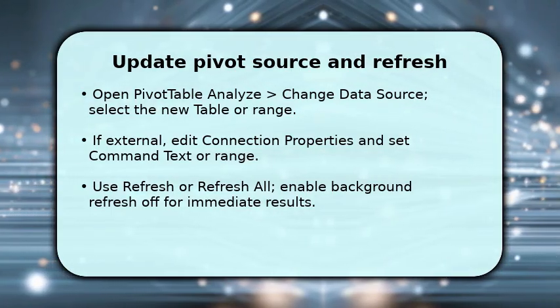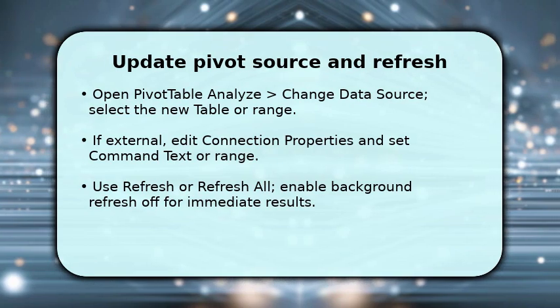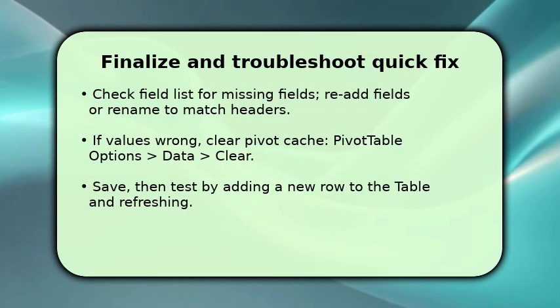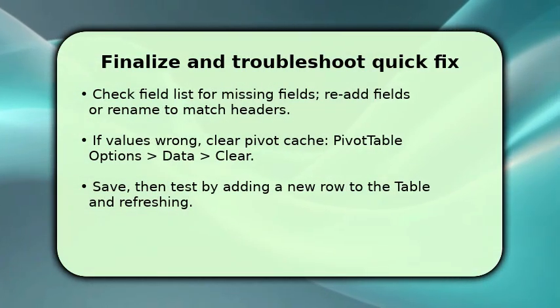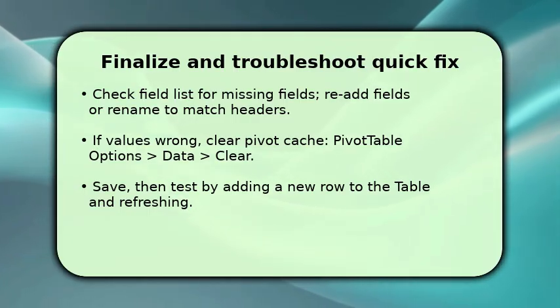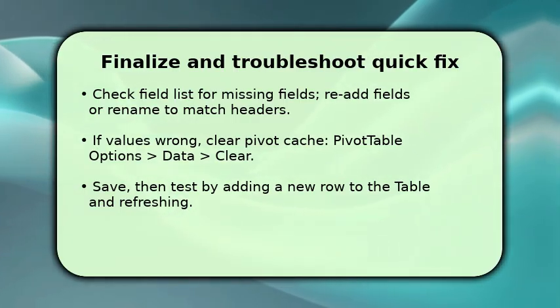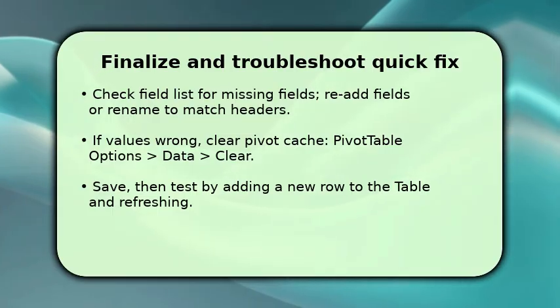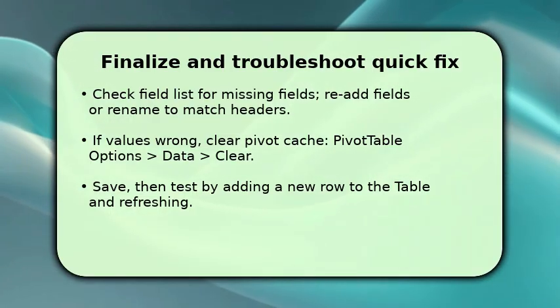You finish by verifying the pivot layout and values. Inspect the field list. If fields are missing, confirm header names match and re-add them. If stale values persist, clear the pivot cache via Pivot Table Options, Data, Clear, and then refresh again.